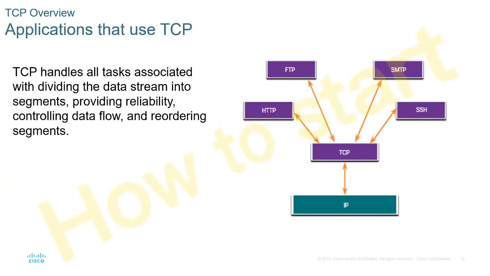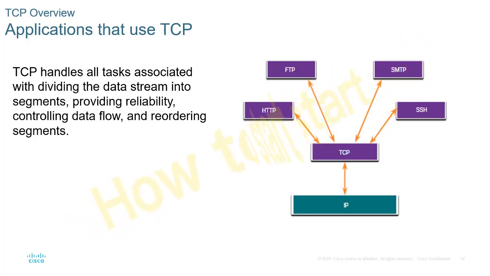Again, TCP operates at layer 4. It will take an IP packet from layer 3, and it will then serve higher application layers like HTTP or FTP or SSH. These are all things that use TCP as their main transportation protocol.